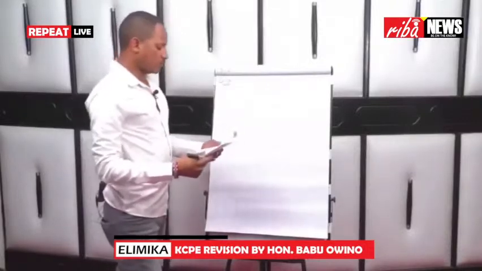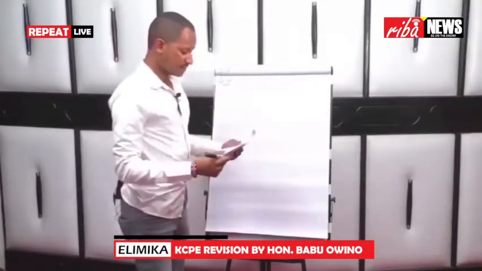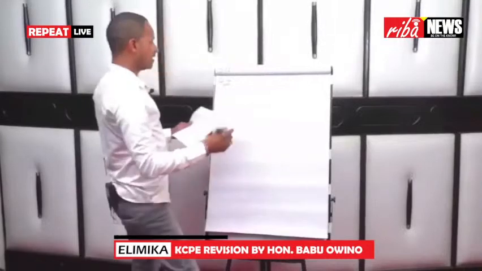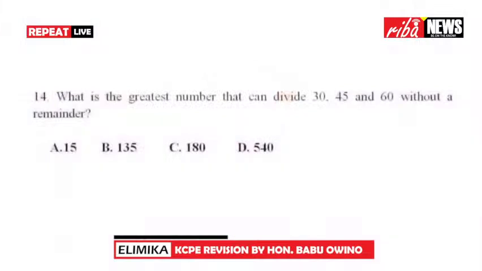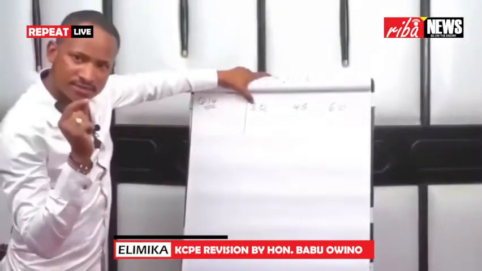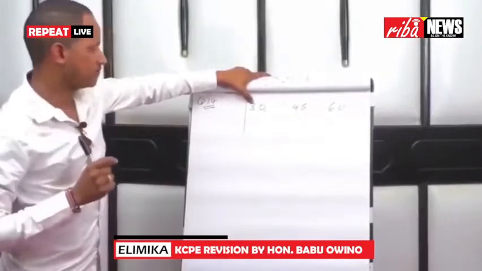Question number 14. What is the greatest number that can divide 30, 45, and 60 without a remainder? Greatest number means GCD, the greatest common divisor, or the highest common factor. So they want the GCD. The question simply wants the GCD. So start with the least prime factor.